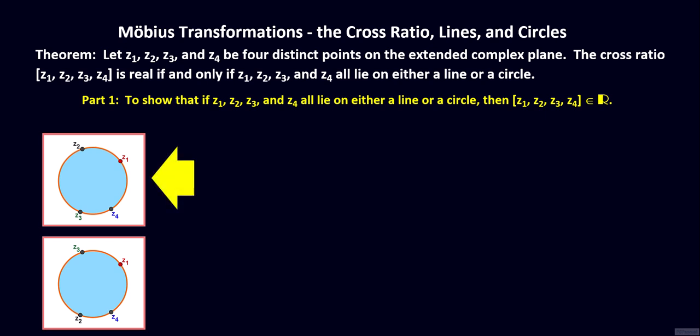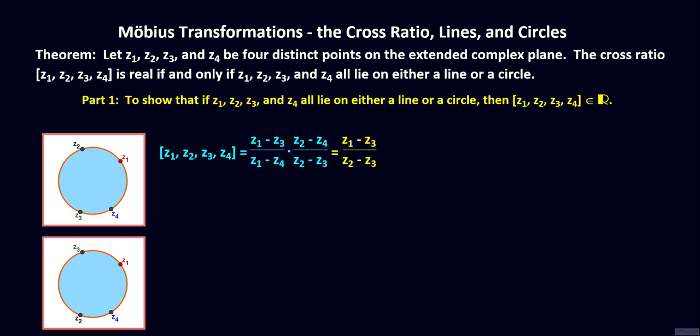For the first permutation, let us suppose that z sub 1, z sub 2, z sub 3, and z sub 4 are arranged in this order counterclockwise along the circle. The cross ratio of the z sub i's is equal to z sub 1 minus z sub 3 divided by z sub 1 minus z sub 4 times z sub 2 minus z sub 4 divided by z sub 2 minus z sub 3. Rearranging the factors, the cross ratio is also equal to z sub 1 minus z sub 3 divided by z sub 2 minus z sub 3 times z sub 2 minus z sub 4 divided by z sub 1 minus z sub 4.